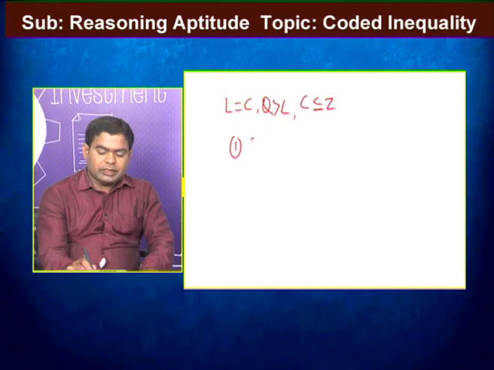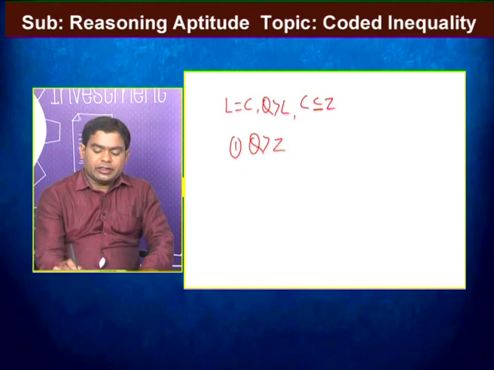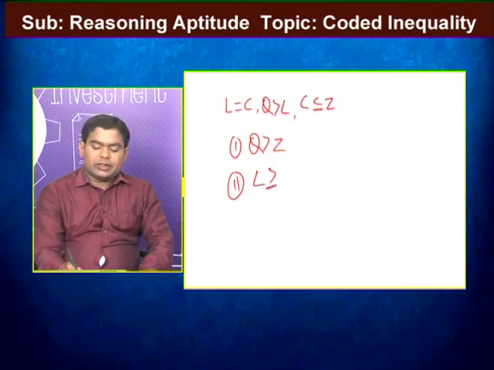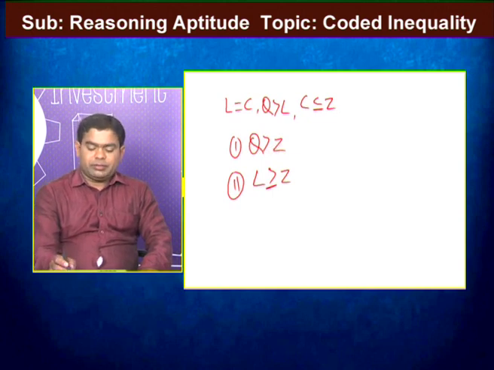So conclusion 1 is there. Conclusion 1 is Q at the rate Z. Here at the rate is denoted greater than. That means Q greater than Z. Conclusion 2 is L percentage Z. So percentage is denoted greater than or equal to, L percentage Z. This is the statement and conclusion.